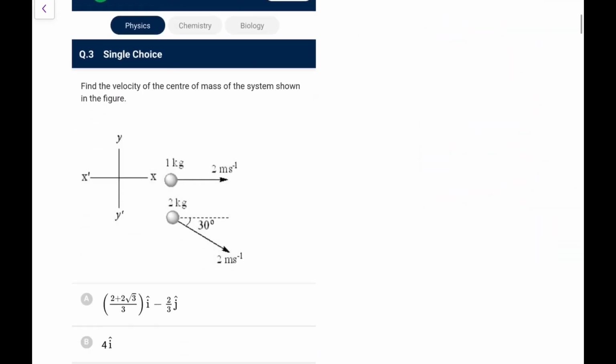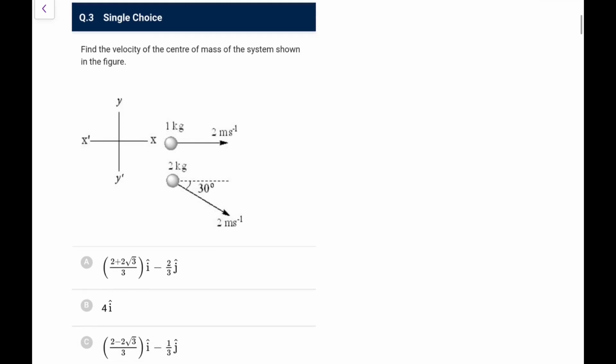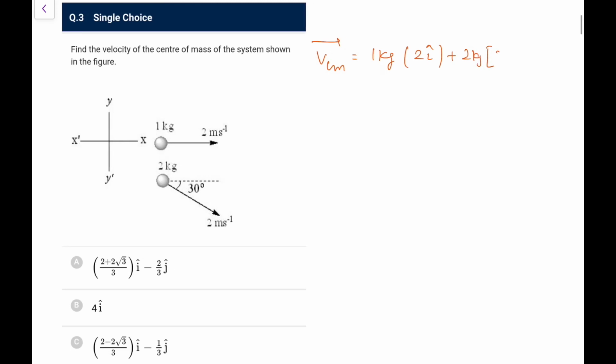Next one, find the velocity of the CM of the system shown. Okay, so we have two masses, 1 and 2. What would be the velocity? So what I can write, the VCM, let me have the pen, yeah, VCM is 1 kg into velocity, I can write as 2 i cap, plus 2 kg, its velocity I can write as 2 cos 30 i cap minus 2 sin 30 j cap, because it is in the fourth quadrant, divided by 3 kg, 1 plus 2.